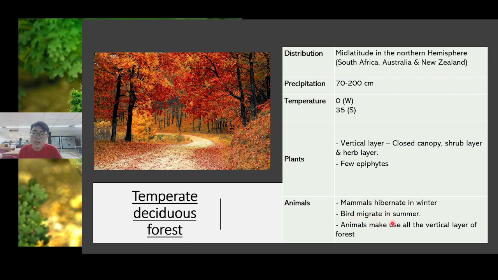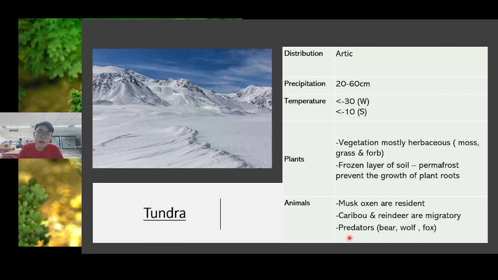Okay, birds migrate in summer. So there is migration. During summer, the birds will migrate. And the animals make use of all the vertical layers of the forest. Okay, the last one is tundra.